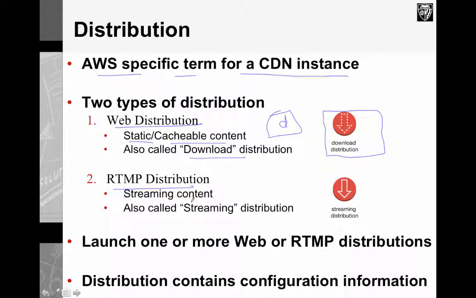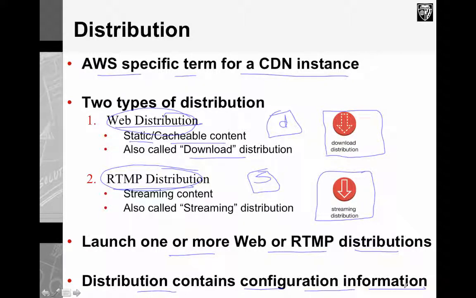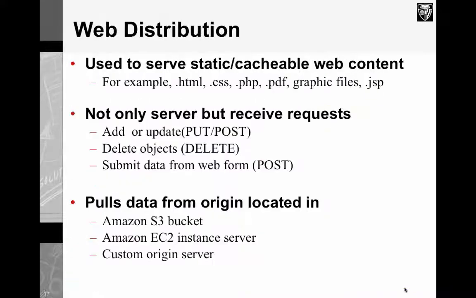So when it comes to RTMP distribution, it's really for streaming content. This is the symbol for the streaming content. For streaming content, the URLs start with an S. So these are the two types of distribution that you will create. When you go to the AWS console, you'll see that you have the opportunity to create web distribution or RTMP distribution. You can launch one or more web or RTMP distributions, just like you can launch one or more RDS instances. The distribution contains configuration information. And when we actually launch it, we'll see what the configurations are.